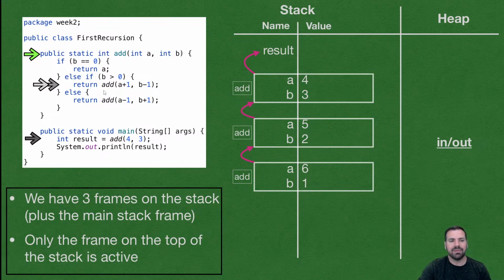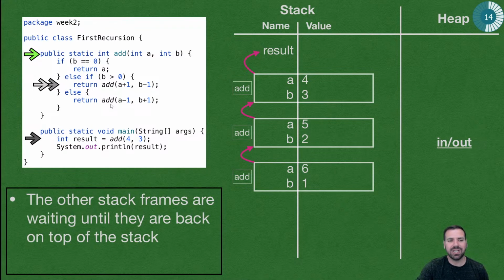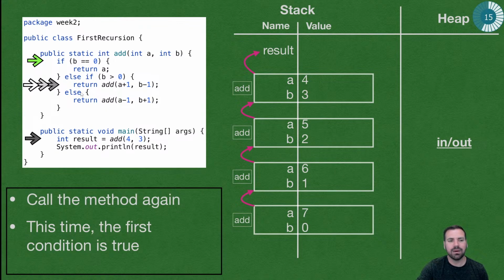It's going to do the same thing. It's going to do the same checks, get to the same part of the code, and then make another stack frame. So we're going to get another stack frame with 6 plus 1, 1 minus 1, 7 and 0. So in this stack frame, we're going to check if b equals 0. And this condition is finally going to be true. So this is where we're going to hit something called our base case.